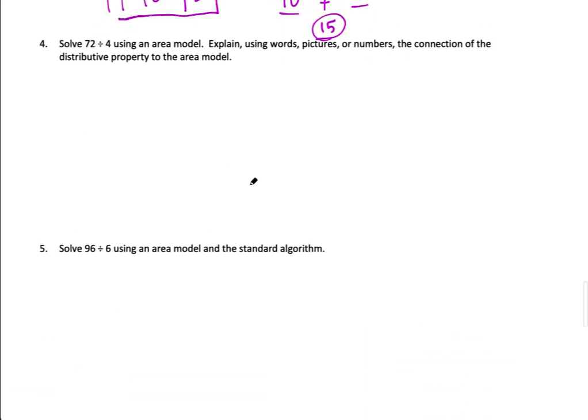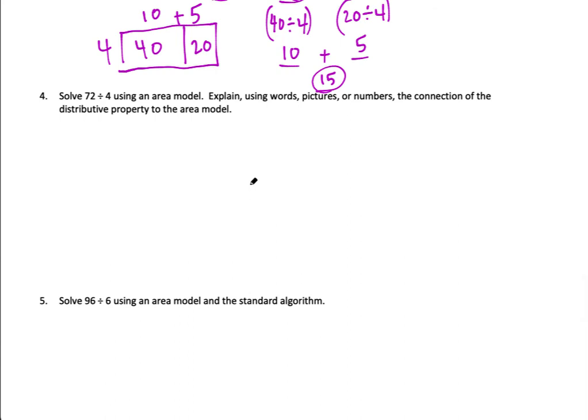All right, number 4 and 5. Oh, we had 3 problems. I'm sorry, 3 problems left. So now just 2 problems. Solve 72 divided by 4 using an area model. Explain using words, pictures, numbers, the connection of the distributive property to the area model. So you don't have to do all of these, but I am going to use an area model, okay? So I'm doing 72 as my original area divided by 4 equals, we'll say, R.